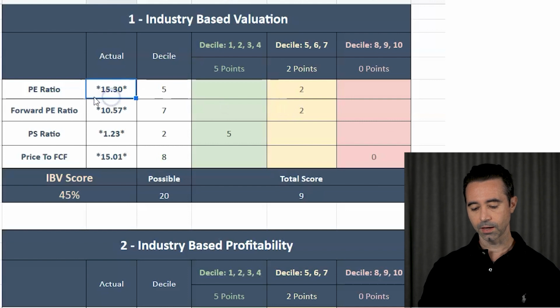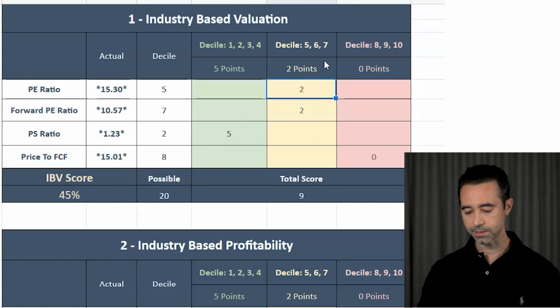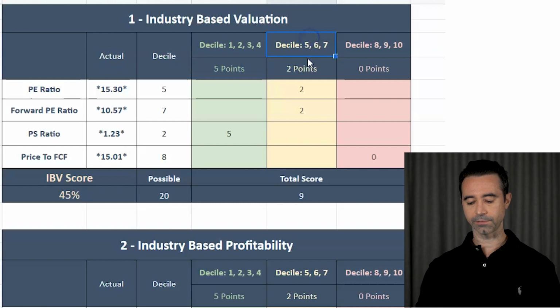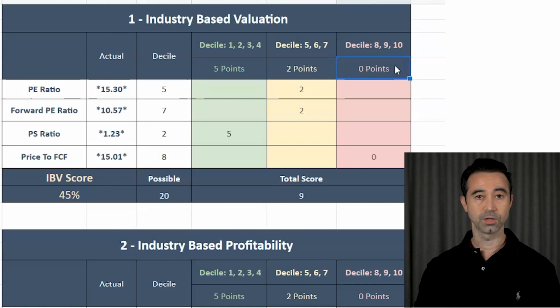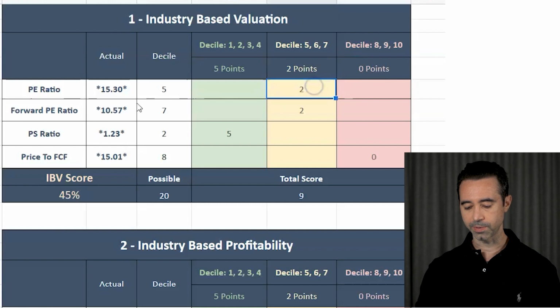So if we look at the PE ratio, the actual is 15.30. This is in the 5th decile, and so I give it 2 points. The way this works is if you're in decile 1 to 4, you get 5 points. Decile 5 to 7, you get 2 points. And decile 8 to 10, you get no points. So I give it 2 points for PE. PE is a little bit, let's say, in the average of its industry, not that great. Forward PE is also not that great in the 7th decile, so that gets a 2.